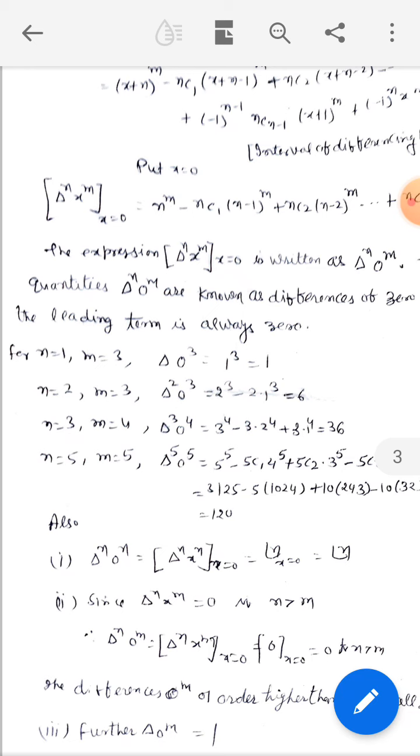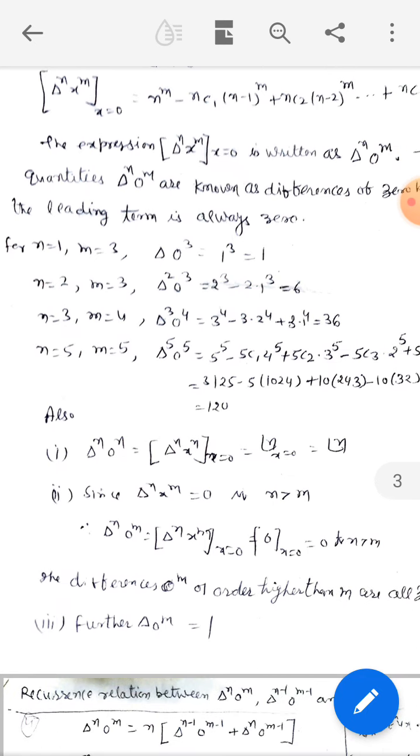If the order of the difference is higher than m, then all values are 0. If n is greater than m, then the n-th forward difference of x to the power m is equal to 0, because the n-th difference of 0 is equal to the forward difference Δⁿ x^m at x equal to 0, and this is equal to 0.